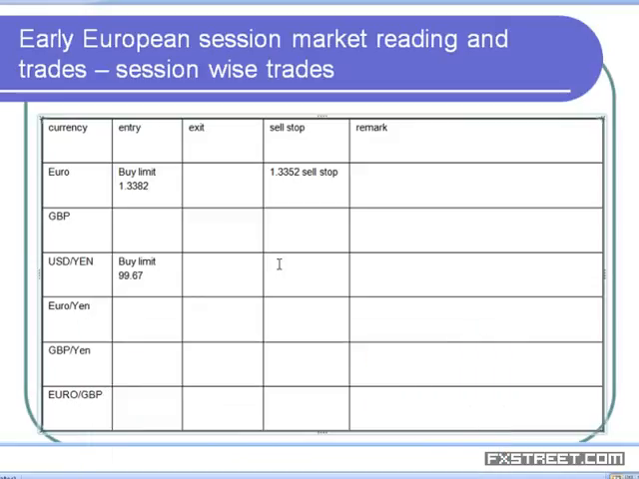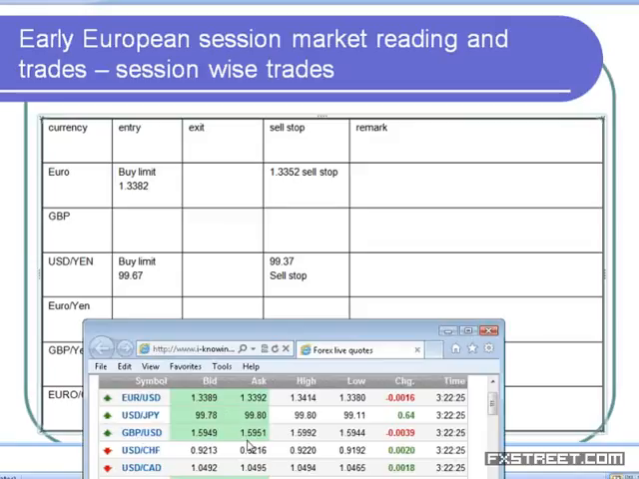So this is again a limit order, and our sell stop will be there. So I have just shown with regard to Euro, GBP and Yen because it is the early part of the session, so we will not try to take a position in the case of crosses. During this session, we can always take positions in the process.